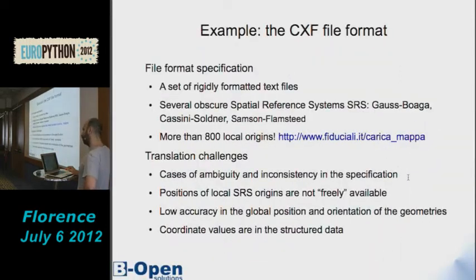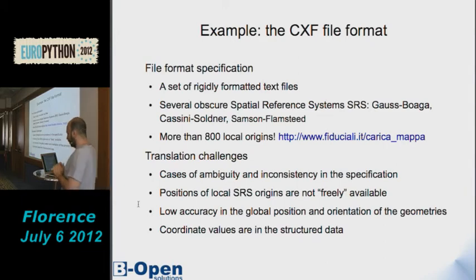Among the challenges is not just that there are 800, but that they are not freely available. The positions of the local reference systems are not in the public domain, so you have to buy either data or ask the administration, but they will not give you a batch of results, just one after the other.